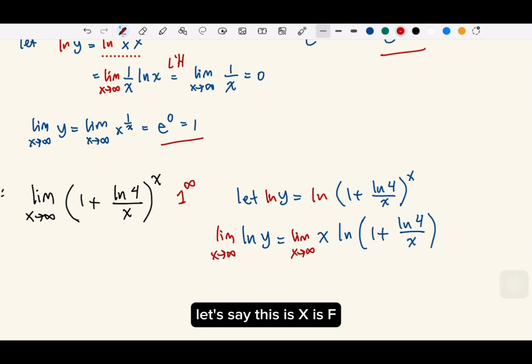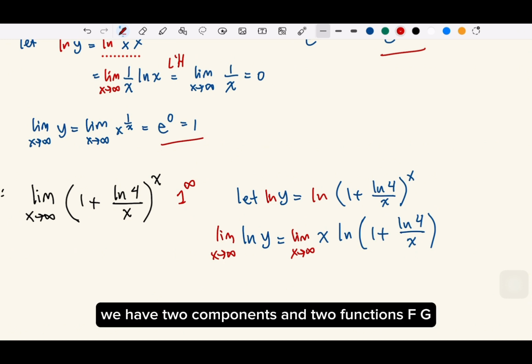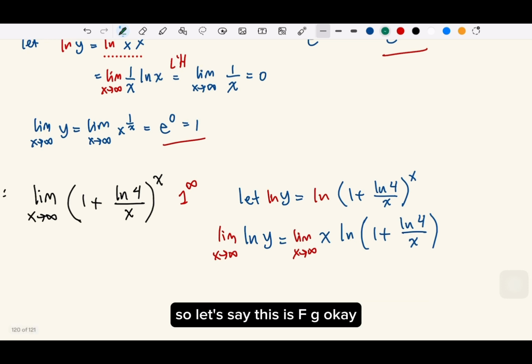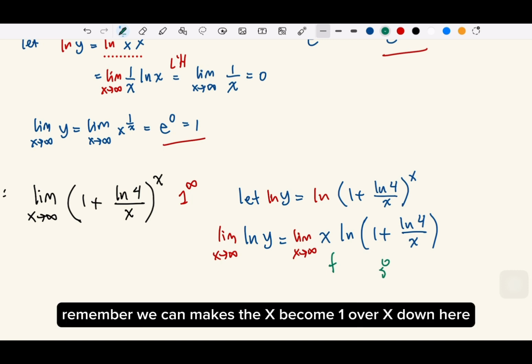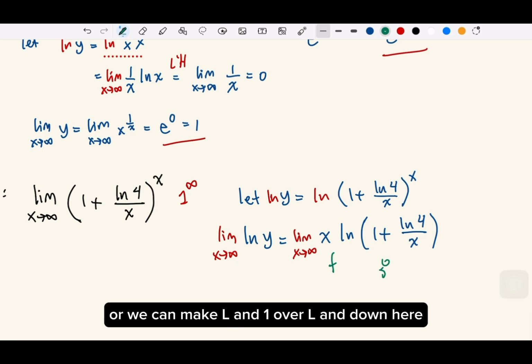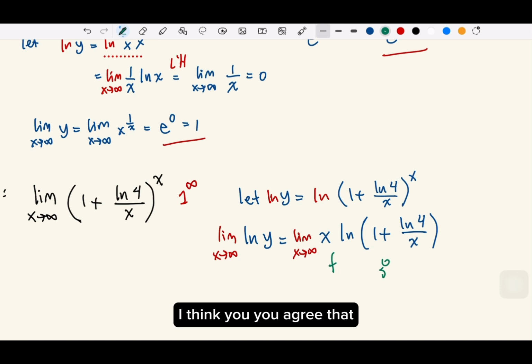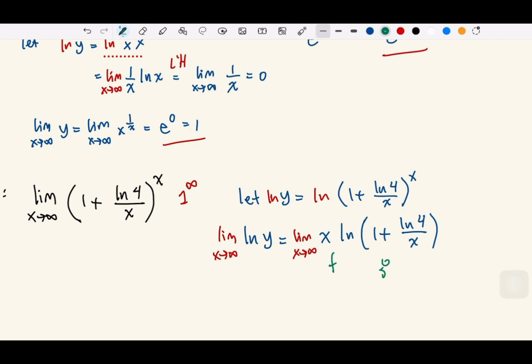Let's say x is f, the ln whole thing here is g. We have two components, two functions f, g. So let me write here, let's say this is f, g. Remember, we can make the x become 1 over x down here, or we can make 1 over ln down here. I think you agree that 1 over x will be much simpler, right? It will be easier. So let's try to do that.